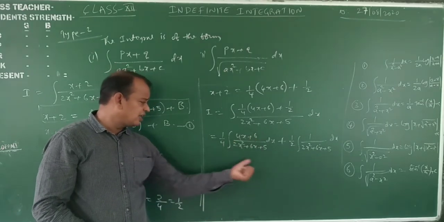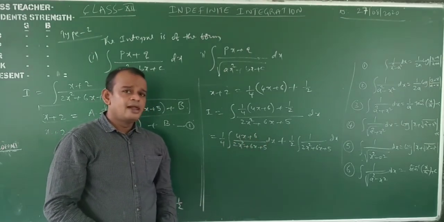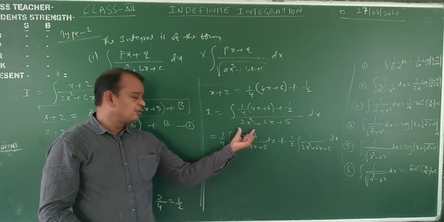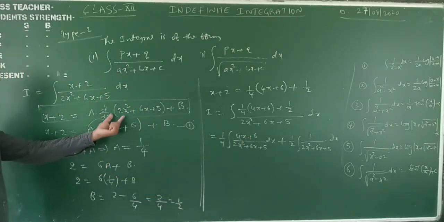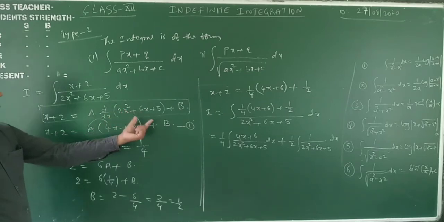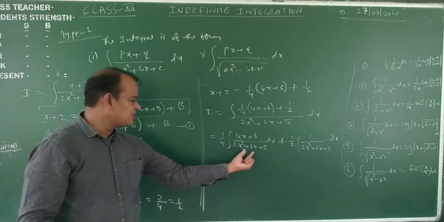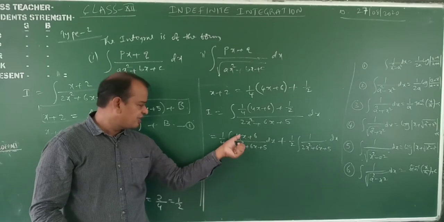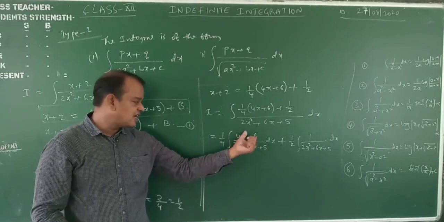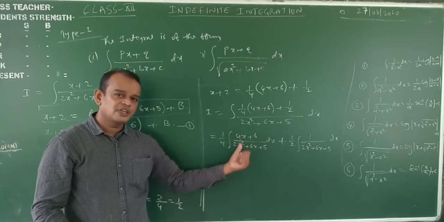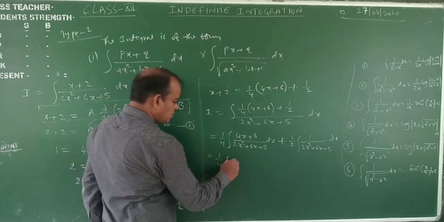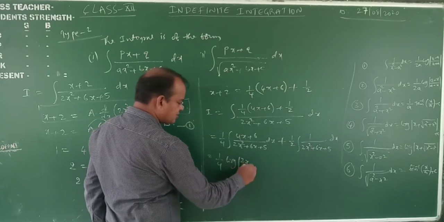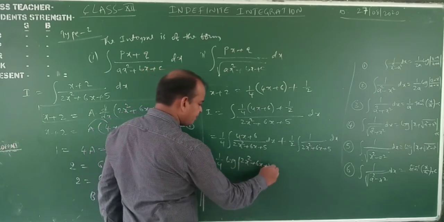How to integrate this one? The formula: when the numerator is the derivative of the denominator function, it occurs already here. The derivative of 2x square is 4x, and of 6x is 6. So f dash of x by f of x has the formula log mod f of x. This is 1 by 4, times log mod of 2x square plus 6x plus 5.